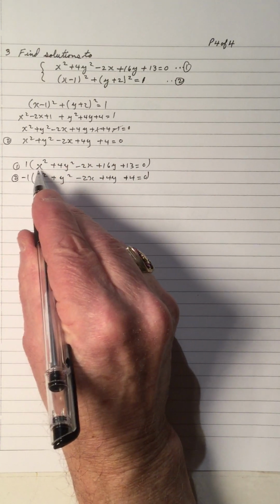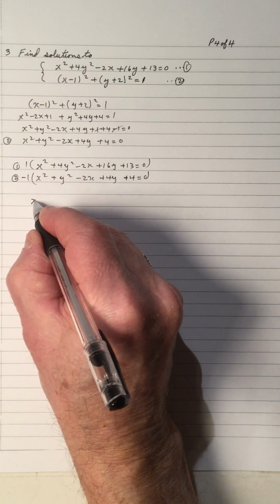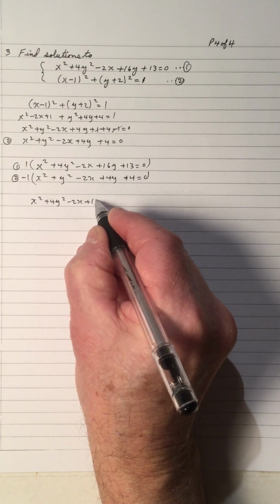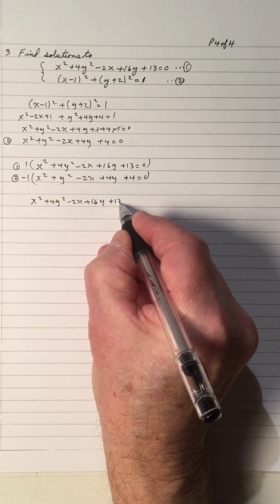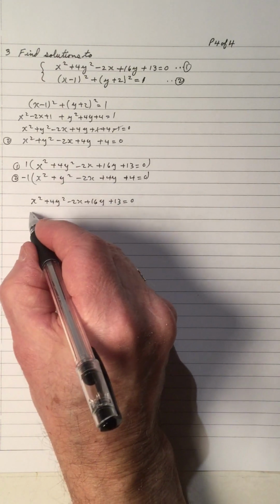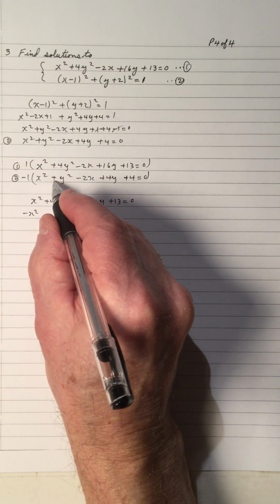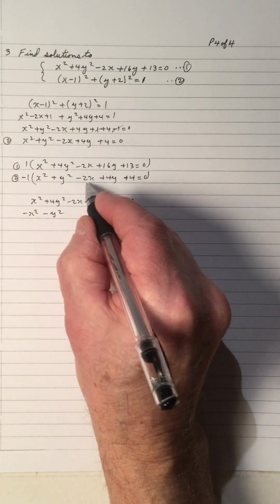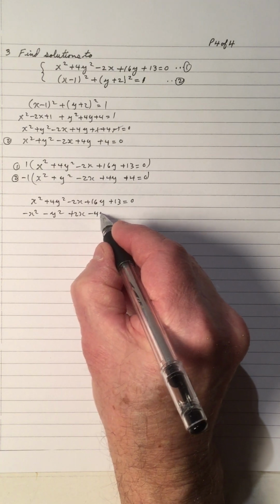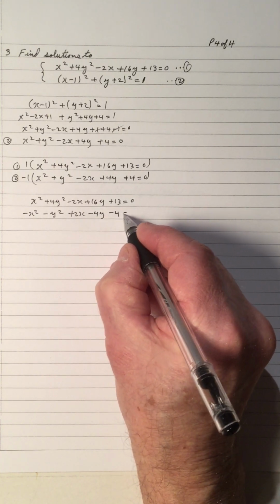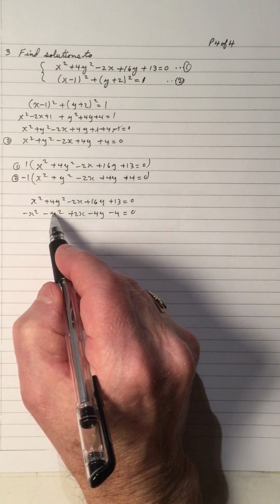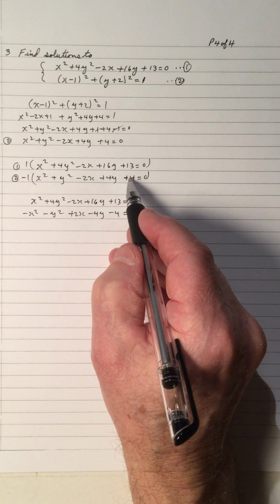If I take this equation and multiply by 1, it won't change it. So I get x squared plus 4y squared. It's the same equation because you're multiplying it by 1. Now we're going to multiply this one by negative 1. We're going to change all the signs. So it's negative x squared minus y squared plus 2x minus 4y minus 4 equals 0. So negative, negative, positive, negative, negative.